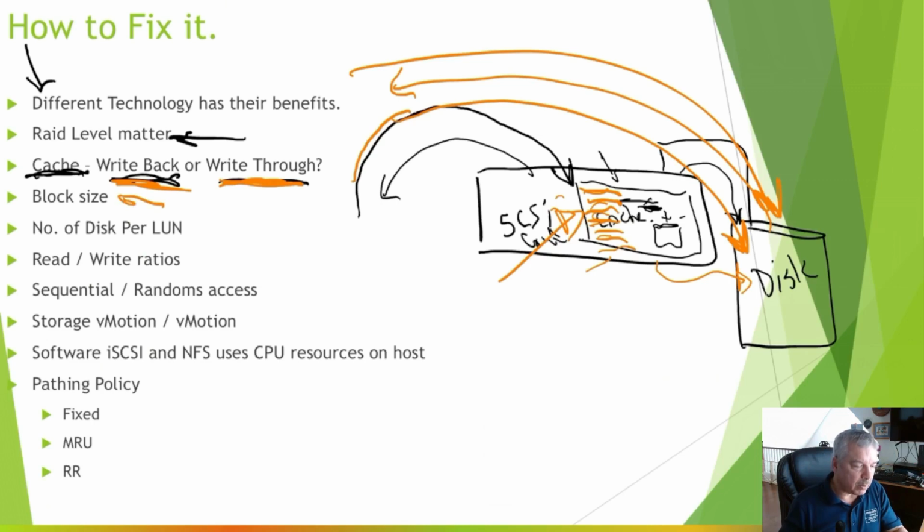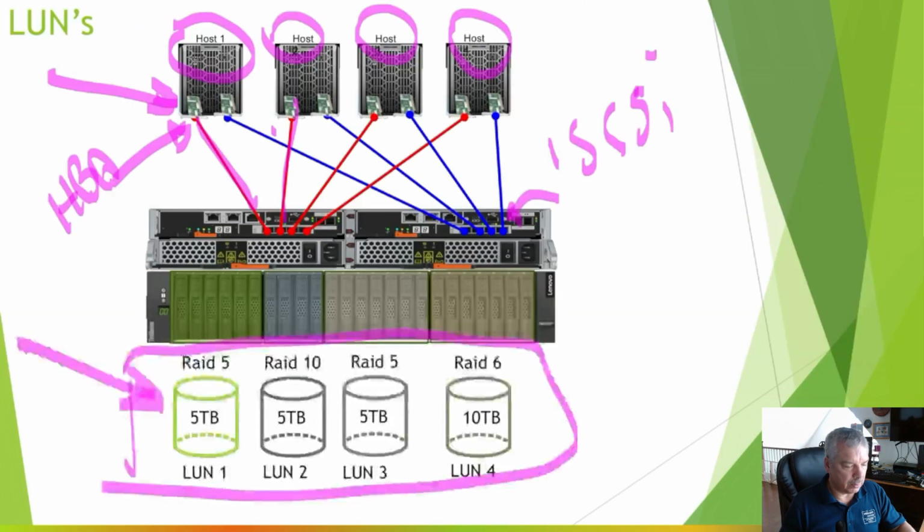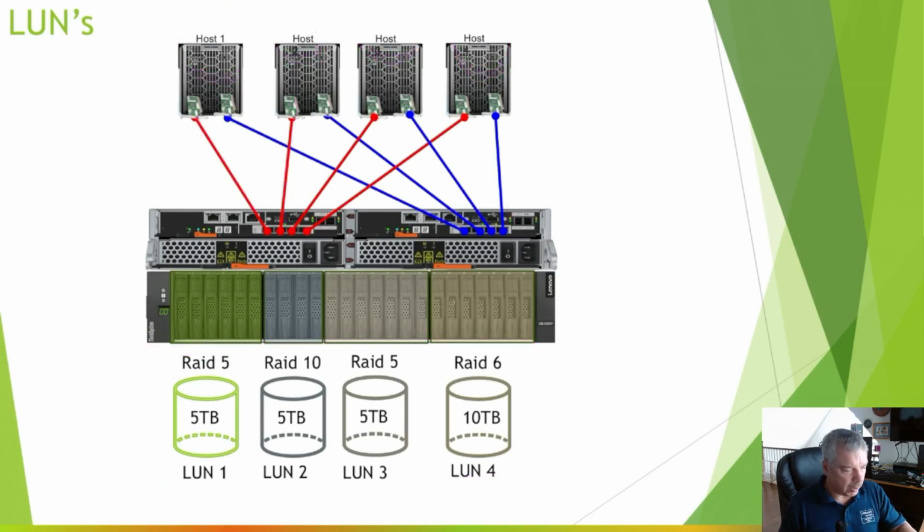Block sizes matter. Bigger block sizes usually transfer stuff much faster, right? The number of disks per LUN. In the picture I showed you of the storage, I said, okay, these drives here are going to make up this LUN. It's RAID 5, and there are, say, 2, 4, 6 drives there. A general rule of thumb: the more drives, the better your performance.